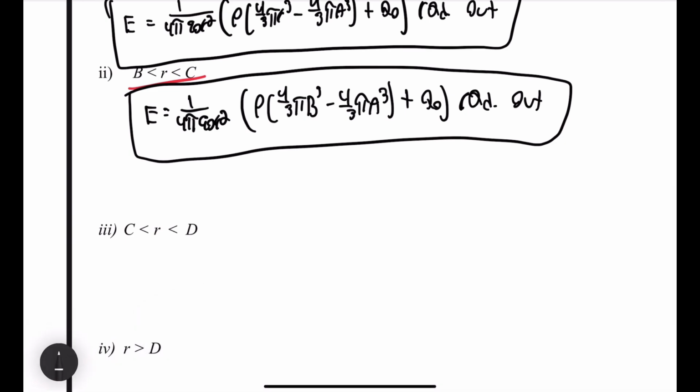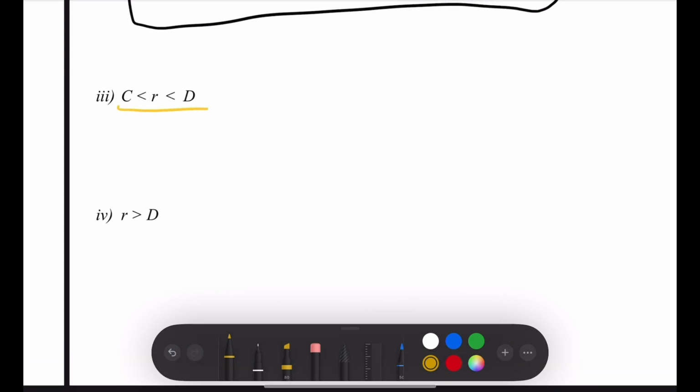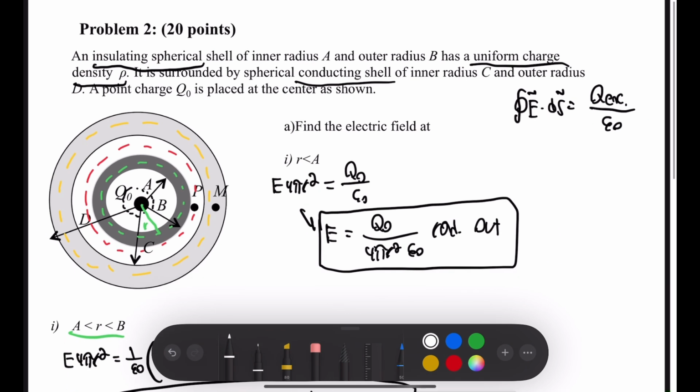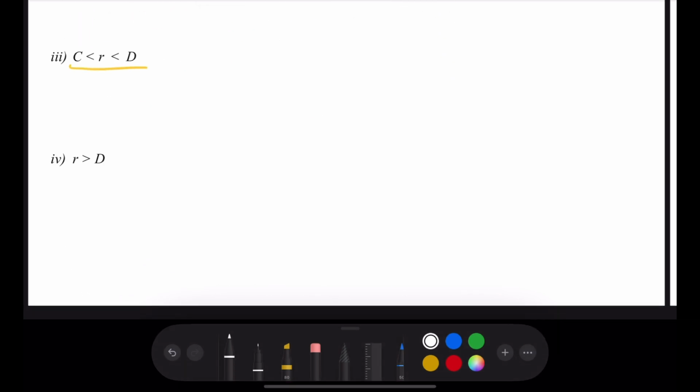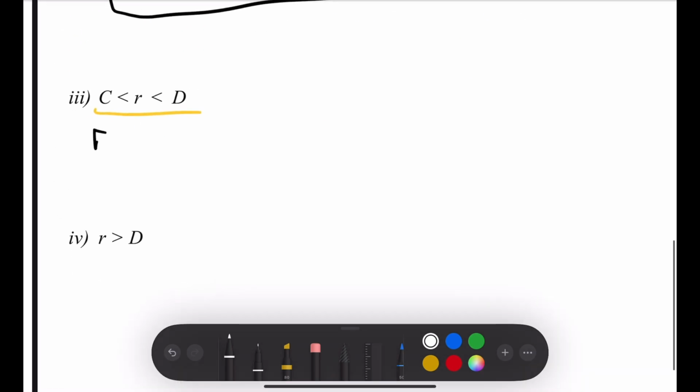So now for the next region, between C and D, we are right here. Now remember that the problem said that there is a conducting shell of inner radius C and outer radius D. So right now we're inside the conductor, and we know that the electric field inside of a conductor is 0. So this is simply 0. It's a conductor.